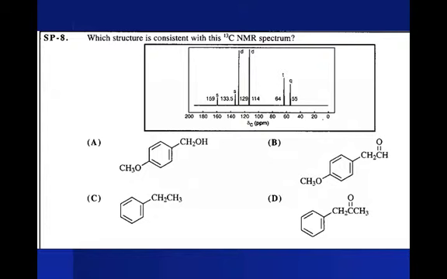We only have 5. Well, if I'm looking at it, I see 1, 2, 3, 4, 5, 6, 7. Right, because there's symmetry. 1, 2, 3, 4, 5, 6, 7. 7 unique carbons. So we can eliminate B. Let's see, we would have 1, 2, 3, 4, 5, 6, 7. Yes? So we can eliminate B and D.